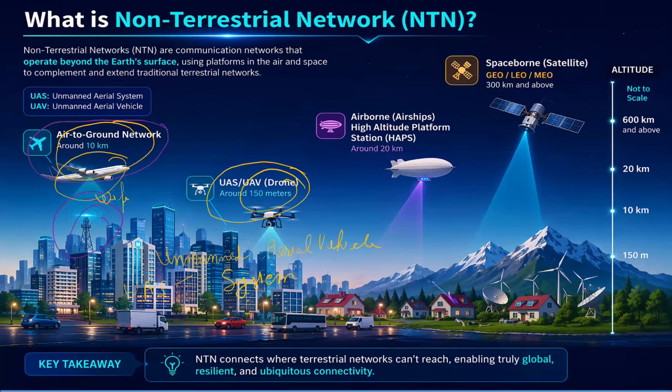Use cases in this case can be emergency coverage, like in case of disaster recovery, or a temporary network boost, like in case of events where we have lots of congestion. So they can temporarily improve our capacity because they act like flying small cells.